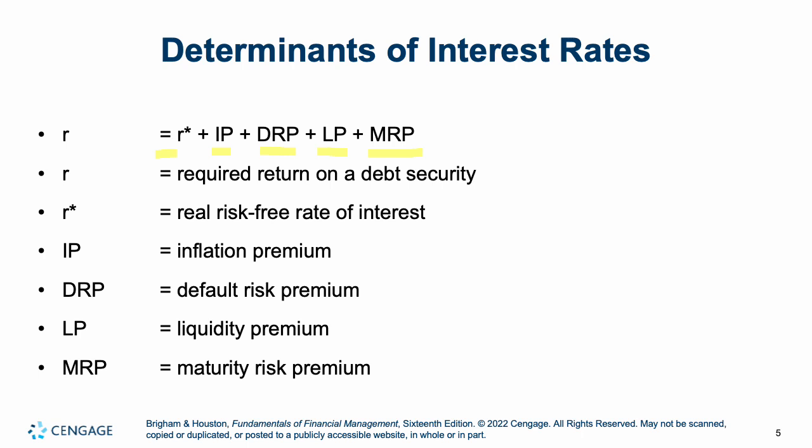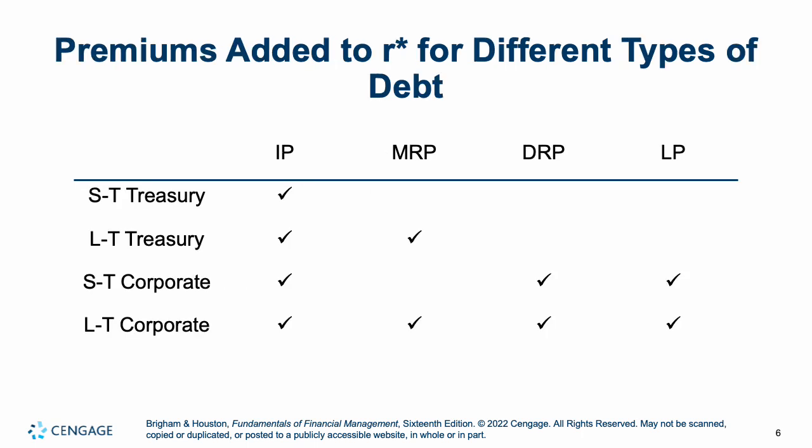Inflation premium is pretty obvious. Default risk premium pertains to how likely a company or the borrower is to default. Liquidity premium has to do with how liquid this debt security is, meaning how easy it is to resell. And maturity risk premium, does it get riskier over time? That's maturity risk.